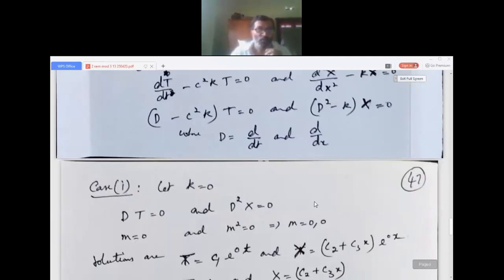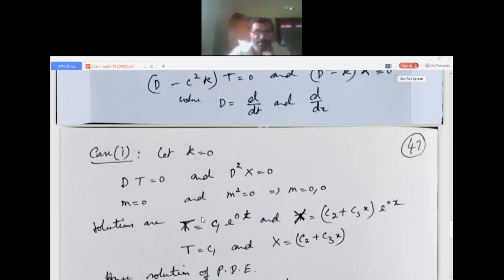Now there are three cases for k. So k, the constant we equated, might be 0, or it might be positive, or it might be negative. Same as in the wave equation. There are three cases because k is a constant we took. Yes, three values for k.